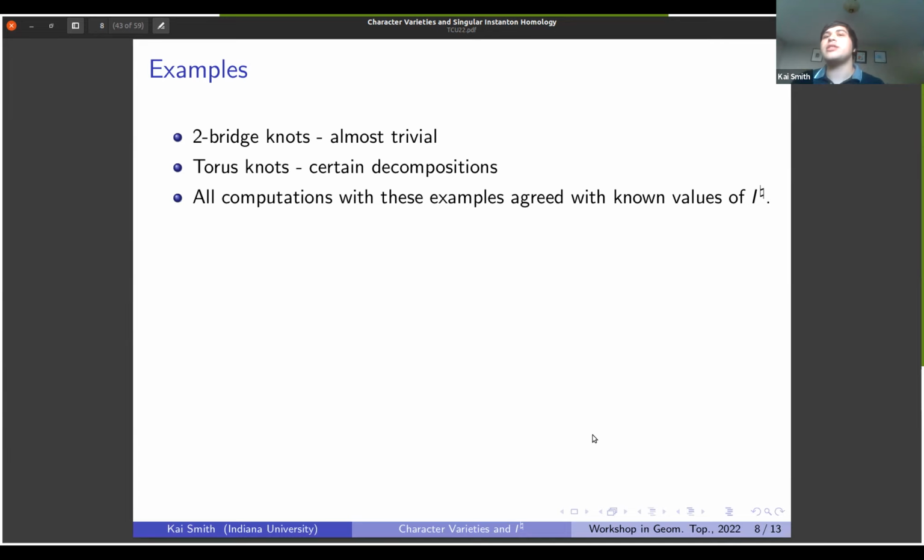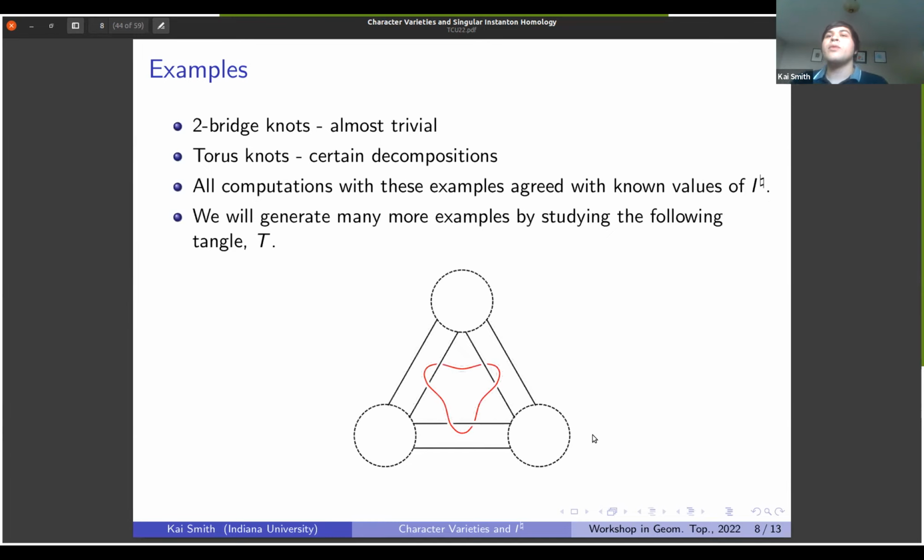So, which led them to conjecture that the two homology theories are isomorphic. And so one thing that I was working on was generating more examples by studying this tangle I have below, which I'll call T. And so one thing to note is that there's 3 boundary components. And so the character variety is actually going to be a 3-dimensional manifold mapping into a product of 3 pillowcases.